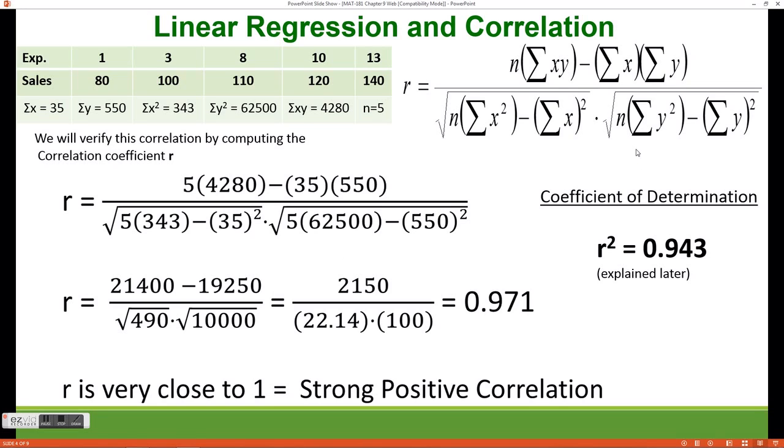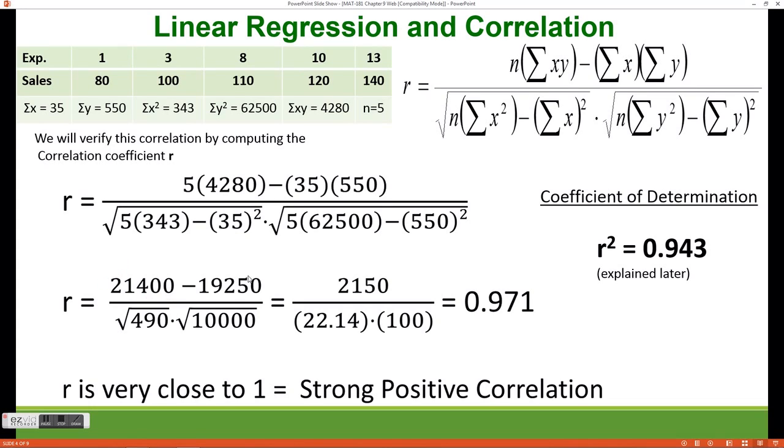The fourth part of the calculation is similar to the third part, except it uses the y variable. So again, using order of operations, I want to make sure I do the sum of y squared, 550 squared, and also 5 times the sum of y squareds, 5 times 62,500. I do those two multiplications separately and then subtract them. That should yield me a value of 10,000. I recommend trying these calculations on your own and making sure that you're getting the same numbers that I am on the screen.